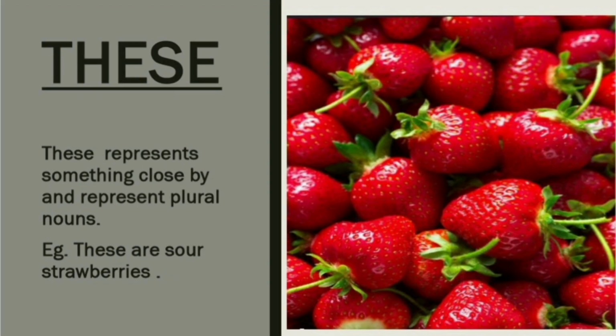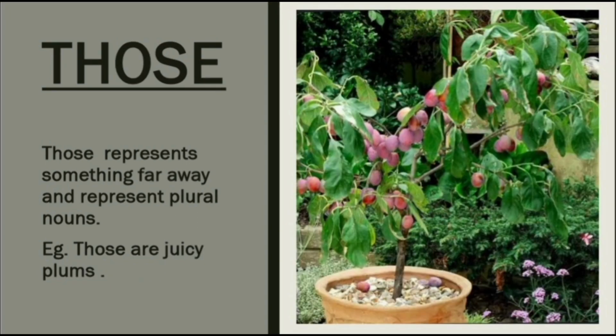Those and these represent plural nouns. So these represent something which is close by but plural. Have a look at this example here. These are sour strawberries. So strawberries are near to you yet they are plural. So something that is plural and is near to you is represented by these.